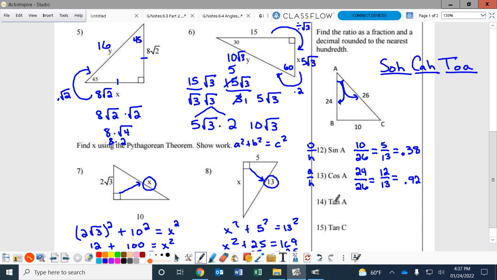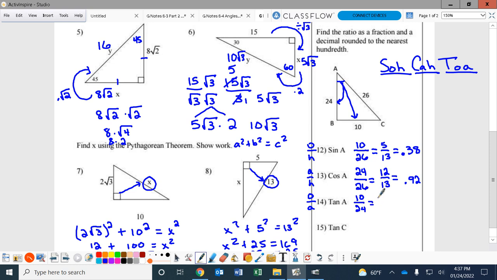For the last one, we're going to be looking at tangent of A. For tangent of A, we're going to be doing opposite over adjacent. So up here, we're looking for the opposite piece to A. That's the 10, over the adjacent piece, which is 26. How do I know that's not 26? Excuse me, 24. How do I know it's not the 26? Because 26 is the hypotenuse. The one that touches it, but it's not the hypotenuse, is the 24. This is opposite 10 over the adjacent 24.